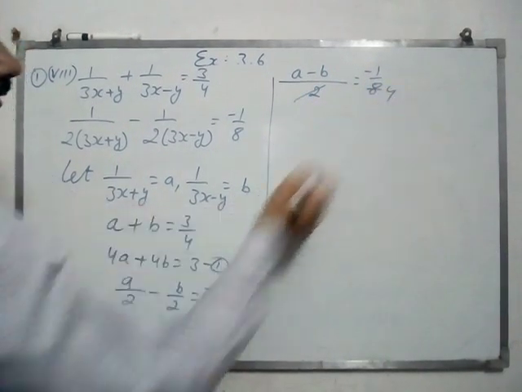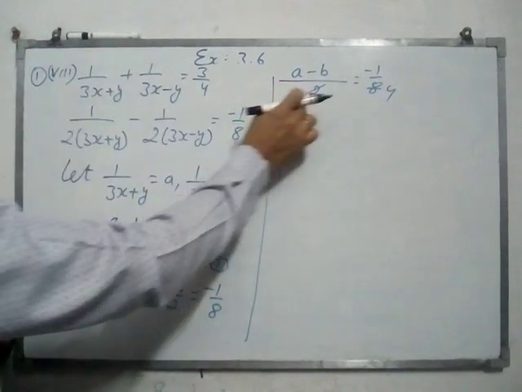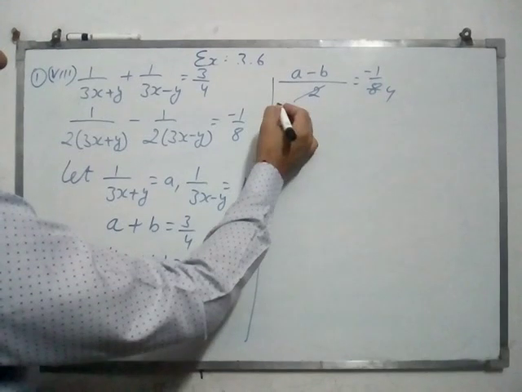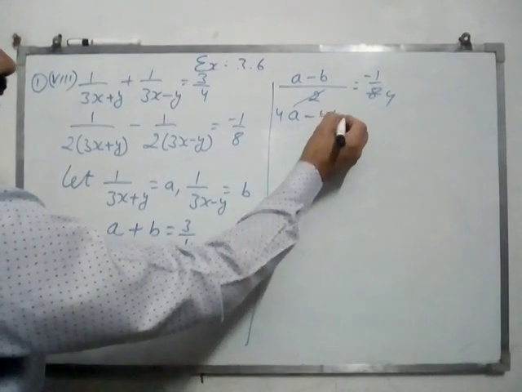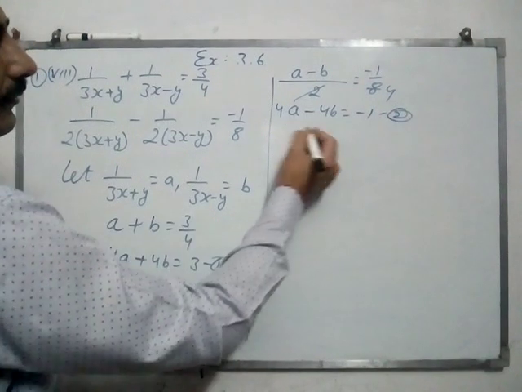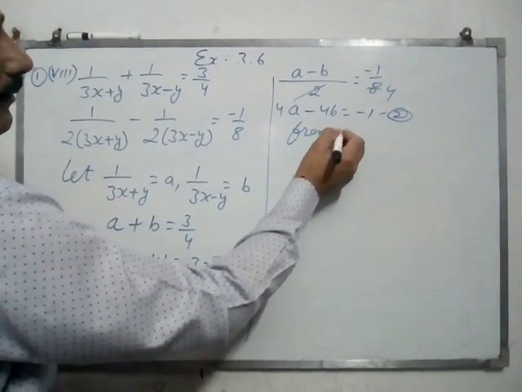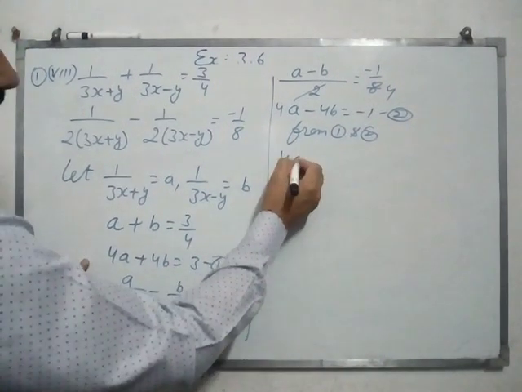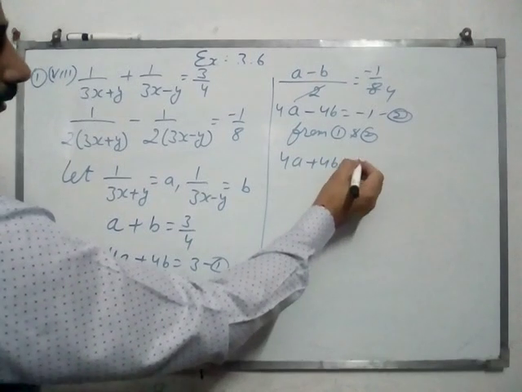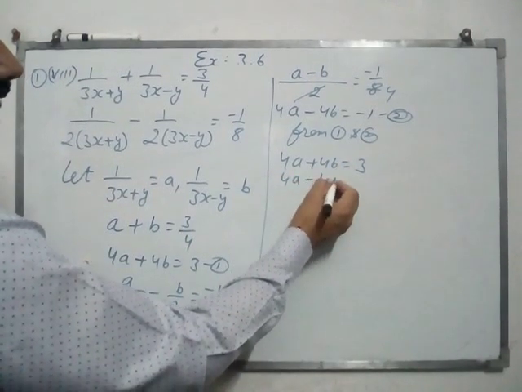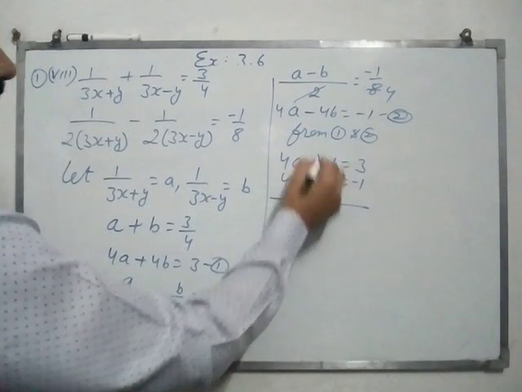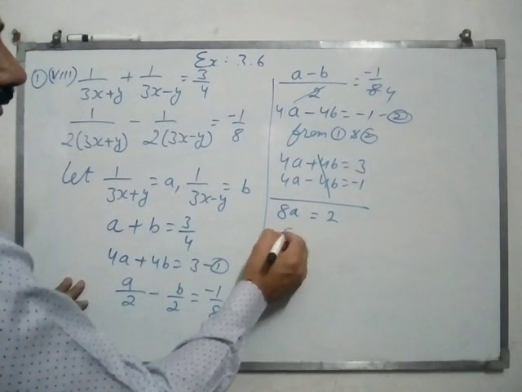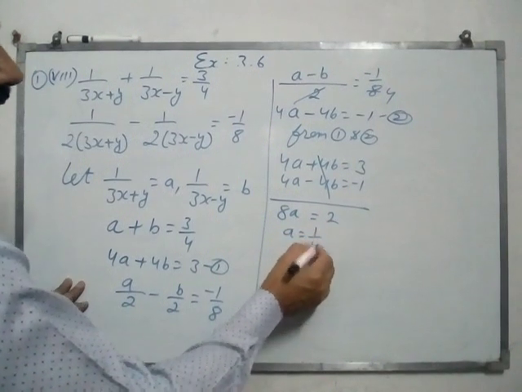2 cancels with a, and 2 divides the 8 to give 4. So it becomes minus 1 upon 4, so 4a minus 4b equal to minus 1. That is equation number 4. From equations first and second: 4a plus 4b equal to 3, and 4a minus 4b equal to minus 1. They cancel with each other, so 8a equal to 2, a equal to 1 upon 4.